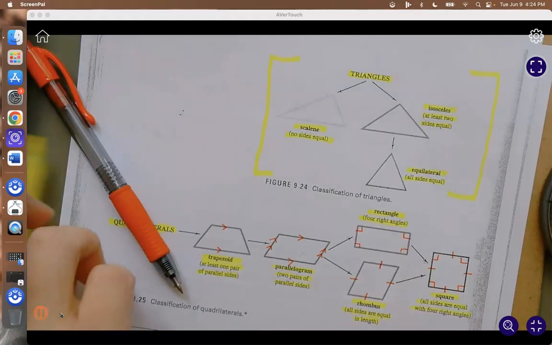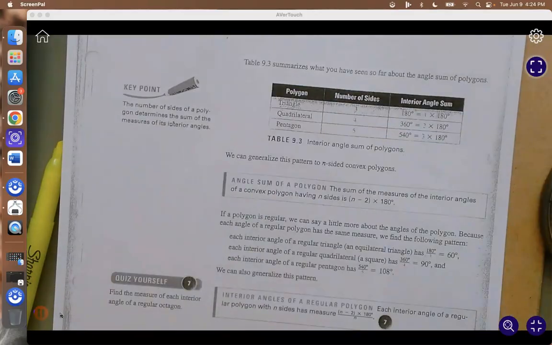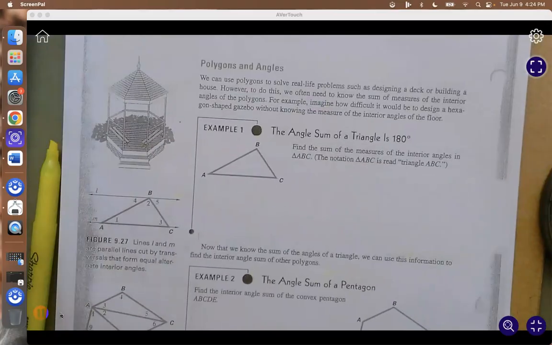All right. So there you go. And that's all on that page. All right, flipping that over.